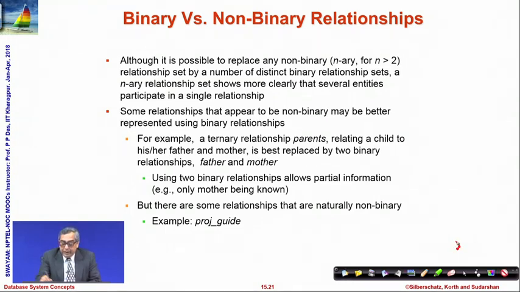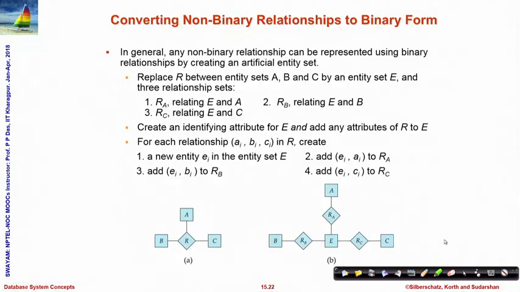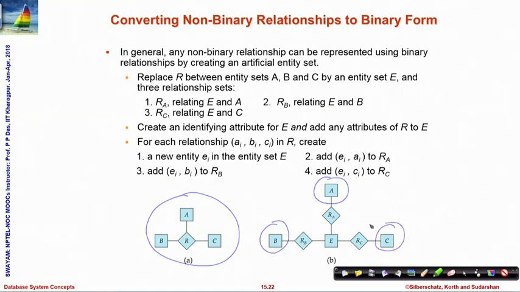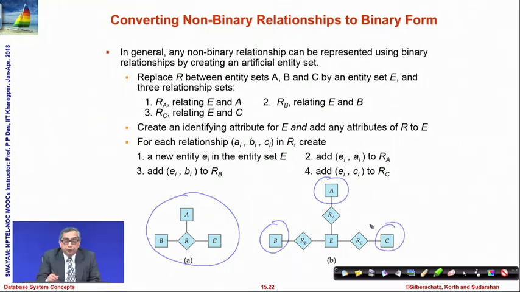So, in general you can convert a non-binary relationship into binary form by doing this. This is a ternary relationship being shown, and these are the three entity sets involved in the ternary relationship. To decompose it into binary relationships, what we do is inject a new, artificial entity set E, and then we define three different relations between them, which individually relate to the entity sets A, B and C.